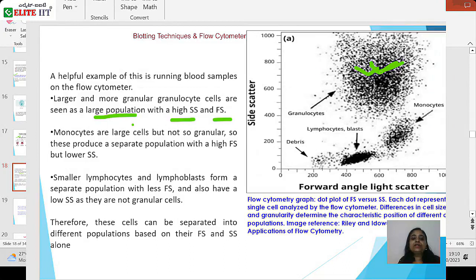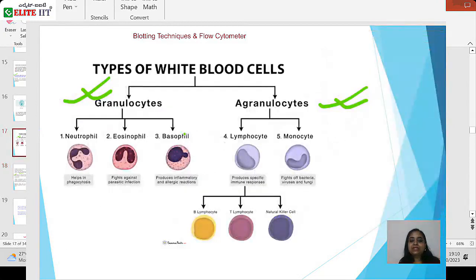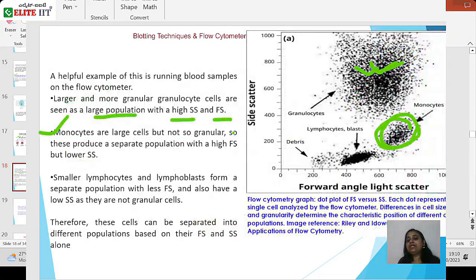Now, if you consider the monocyte, monocytes are large cells but not so granular. So the Y value is less in the case of monocyte. This is the monocyte. The Y value is less because these monocytes, I told you, monocyte and lymphocyte, they are not granulocytes, right? So for lymphocyte and monocyte, you will get less Y value, that means side scatter value.